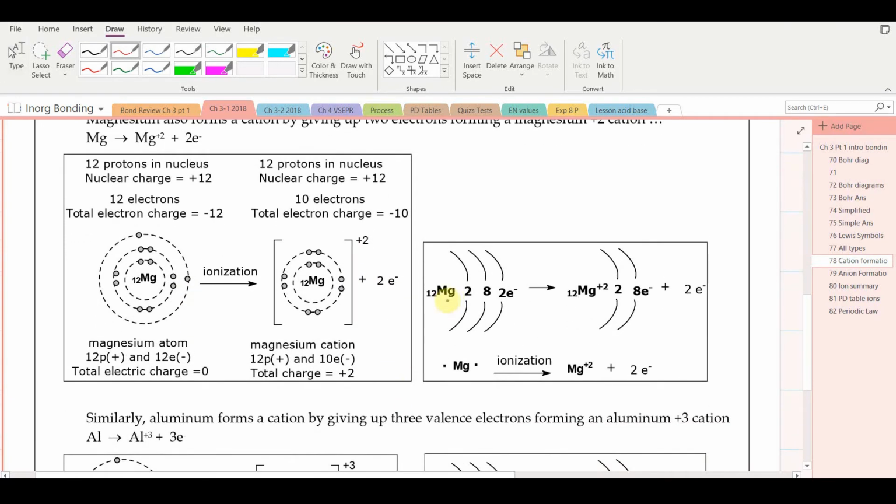In the simplified Bohr diagram, we have magnesium atom, 2, 8, and 2 electrons, becoming magnesium plus 2 cation, 2 and 8 electrons, with 2 electrons lost. In the Lewis symbol, we have magnesium with 2 valence electrons, 2 dots, becoming magnesium plus 2 with no dots. There's the 2 dots that are lost.